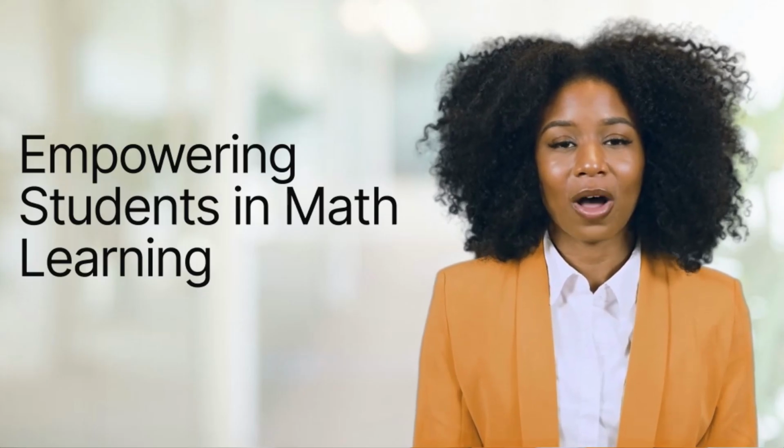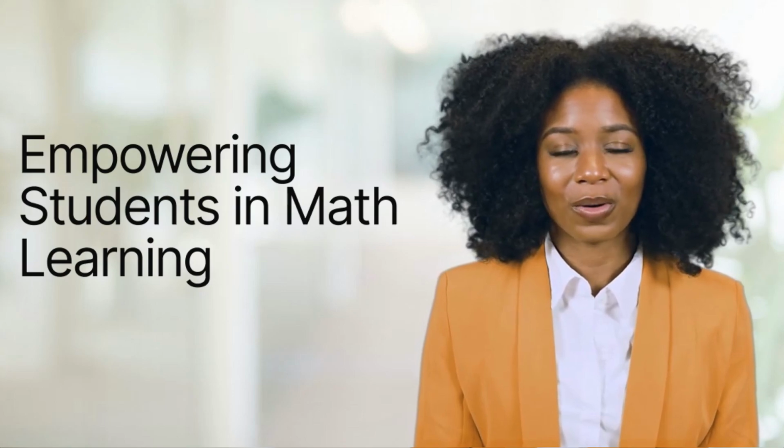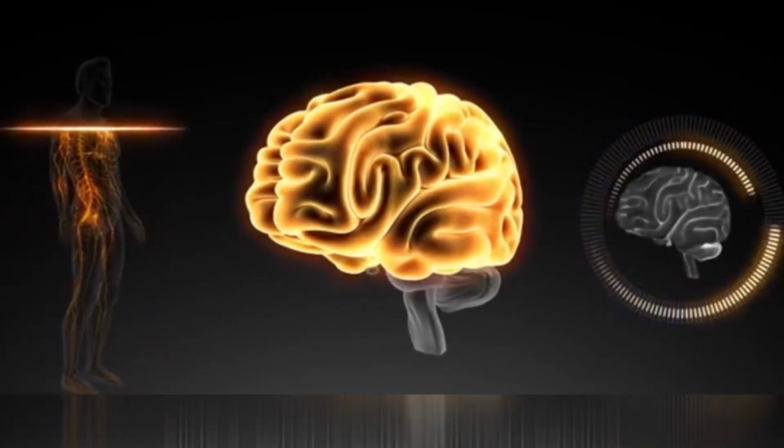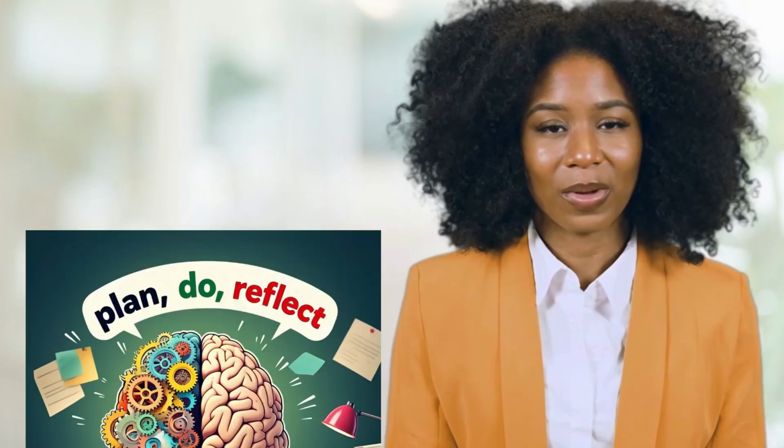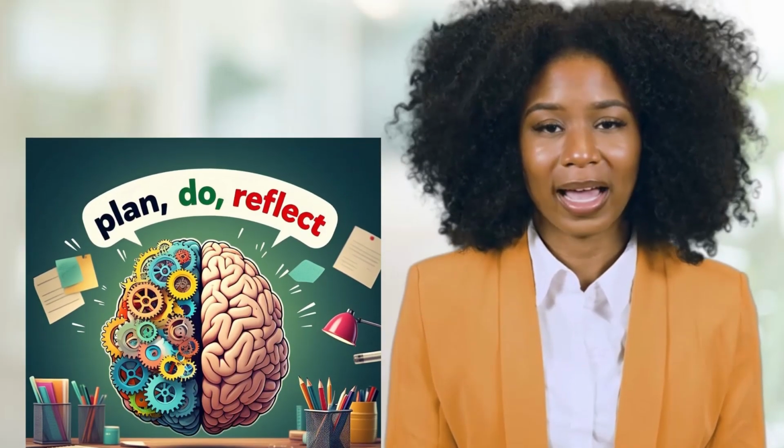Let's get started. Self-regulated learning is all about helping students take charge of their own learning. It's like giving them a superpower. They'll learn how to plan what they want to learn, do the work, and then reflect on how it went. And you'll guide them using tools you already know, like Google Forms, WhatsApp, and even pen and paper.